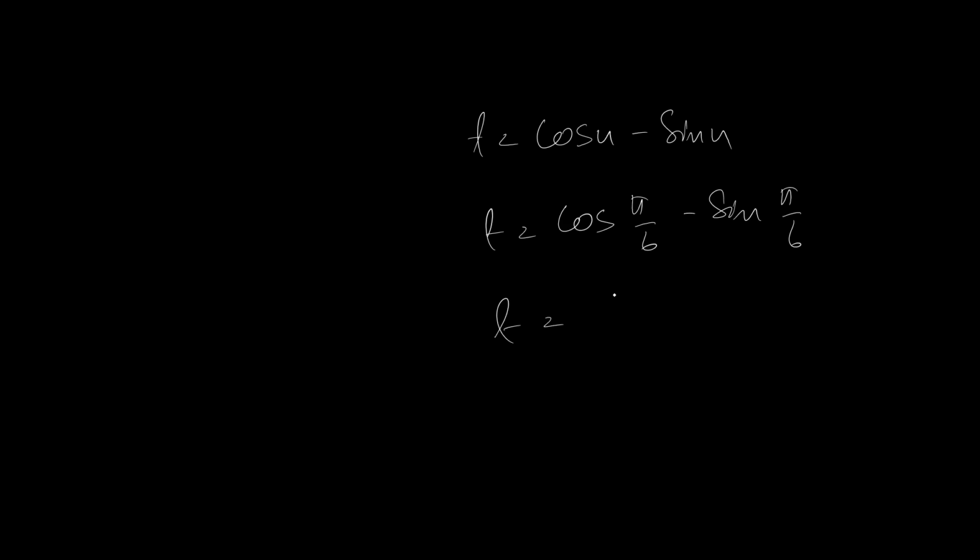t = cos(π/6) − sin(π/6). So this is cos(π/6), which is √3/2, minus sin(π/6), which is 1/2. So t = (√3 − 1)/2. Okay, so this will be our lower limit.